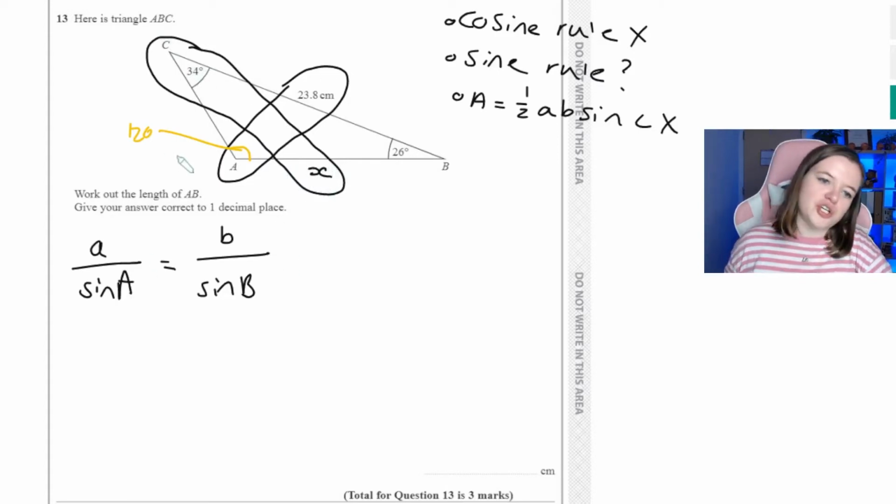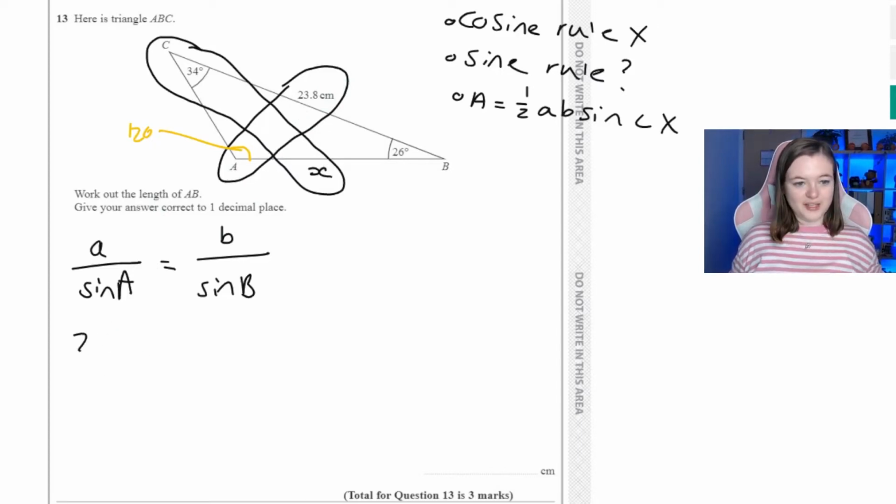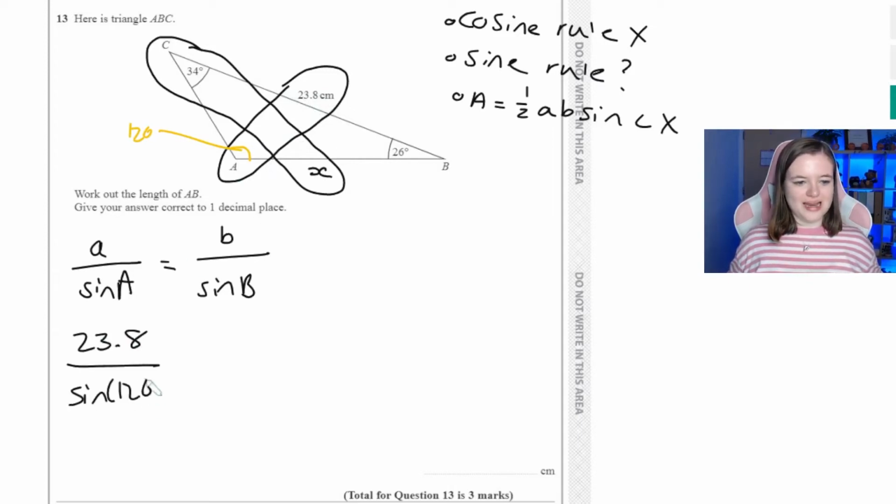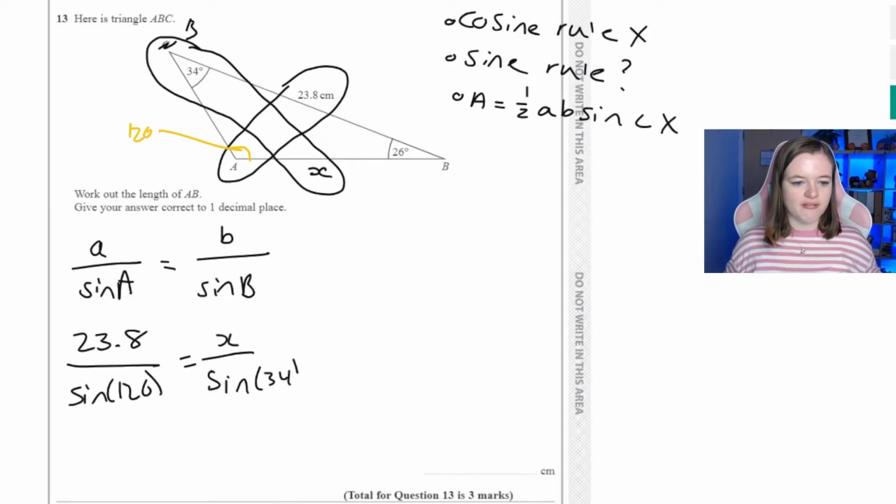So I'm going to choose, let's go with a as A. So we've got 23.8. So the lowercase are always the lengths. So 23.8 over sine of the angle that's at A, which is 120, equals b, which is going to be this X here, over sine of the one opposite, which I know is angle C, but it doesn't matter. You can call it B. We'll just rename it. There we are. That makes you happy. And then over sine 34.